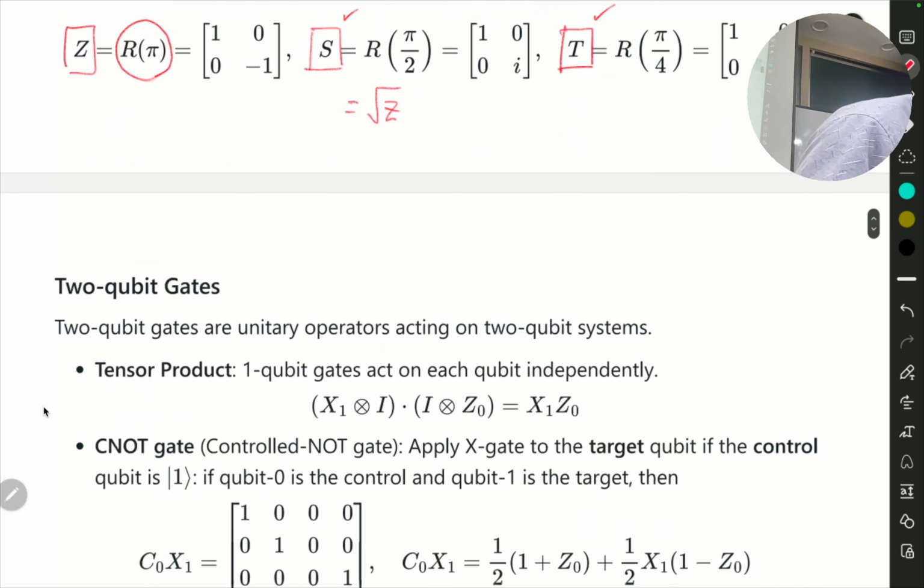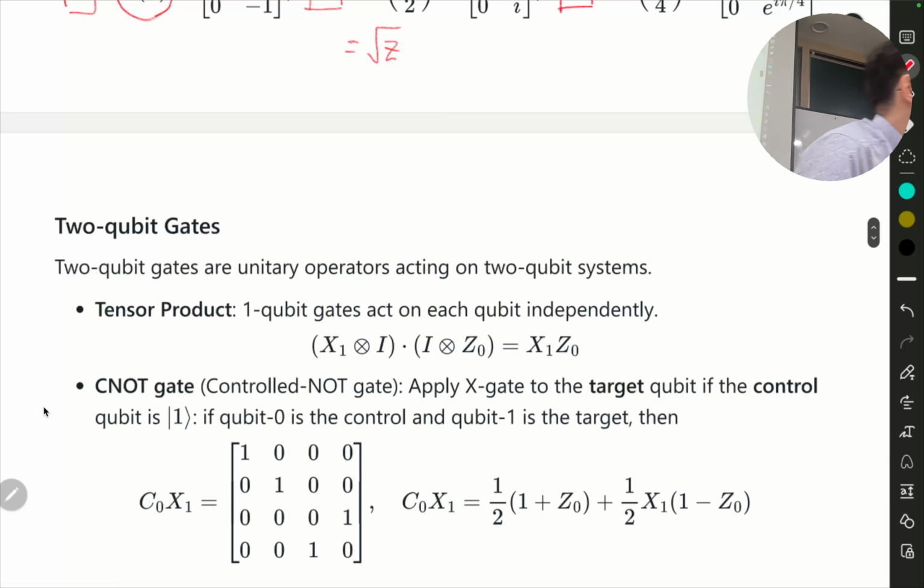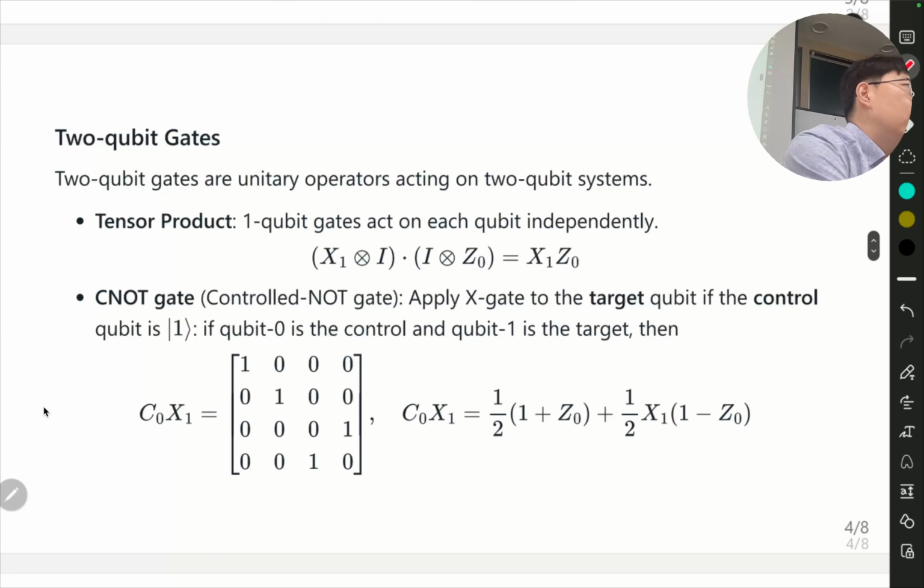These gates act on 1 qubit state. How about 2 qubit gates, the gates acting on a 2 qubit state? The easiest way to make a 2 qubit gate is to take the tensor product of 2 1 qubit gates. For example, you can apply the X gate on qubit 1 and the Z gate on qubit 0.